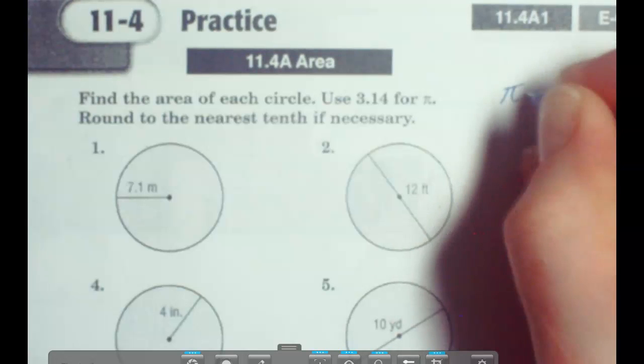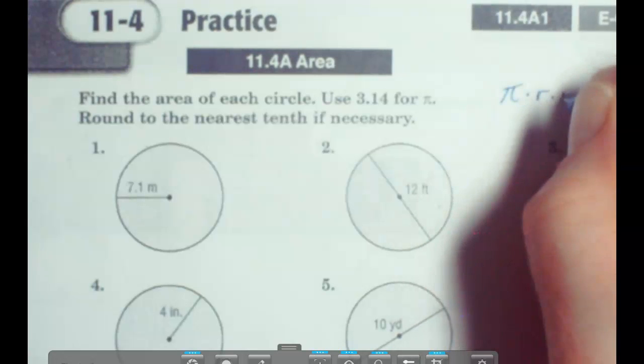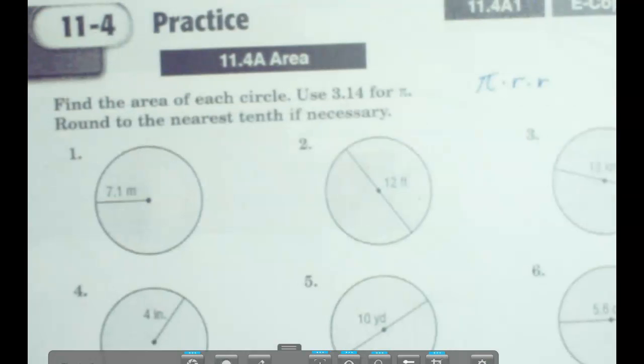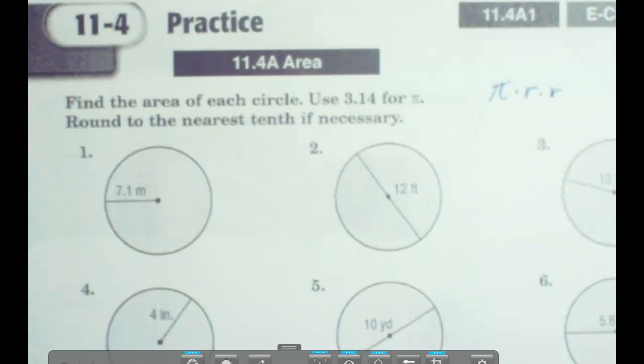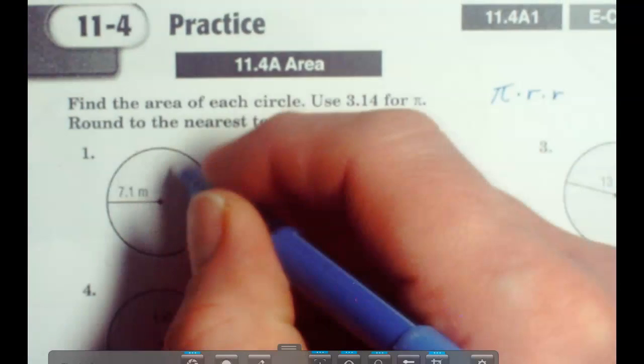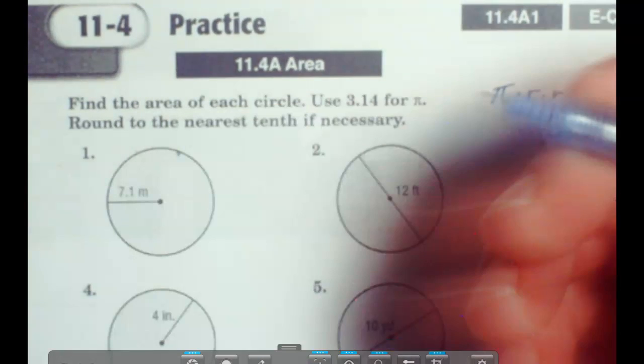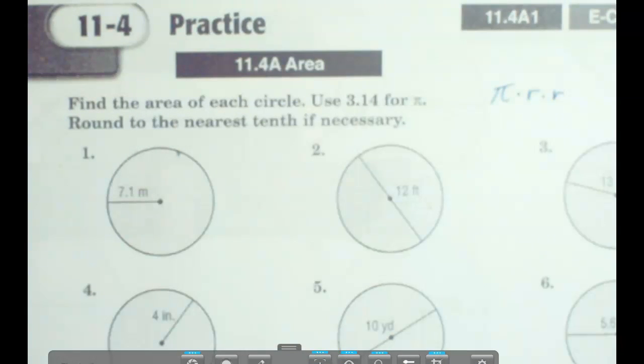It's pi r r. Some people say pi r squared. I just like saying pi r r. It sounds like a pirate. Pi r r. It's the area of a circle, my young friend. Ah, yes, lad.